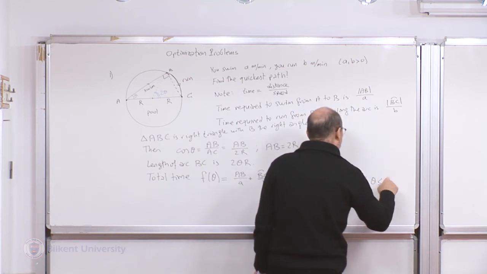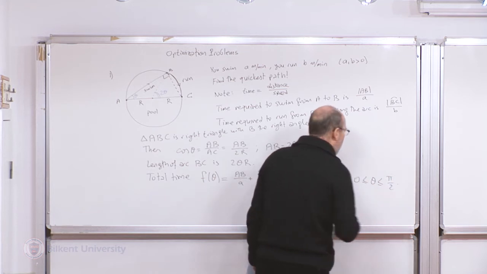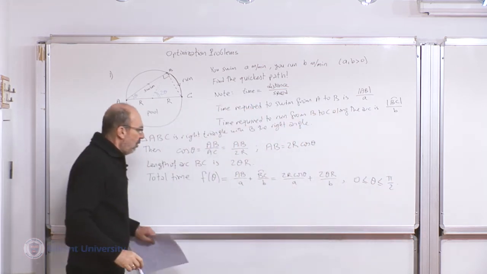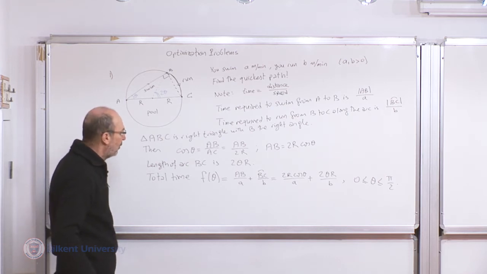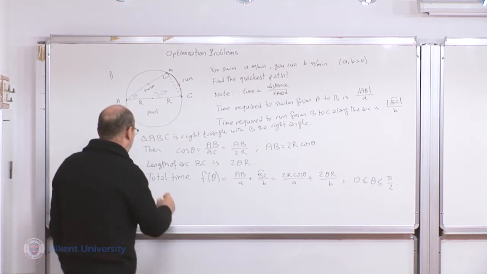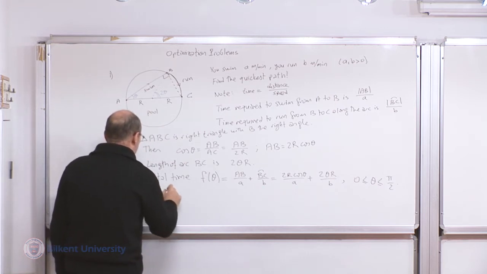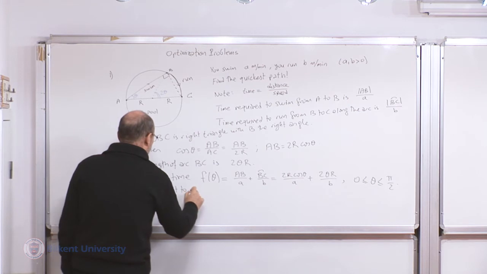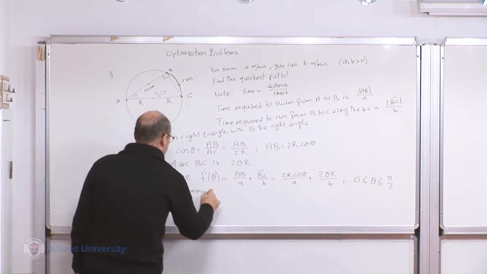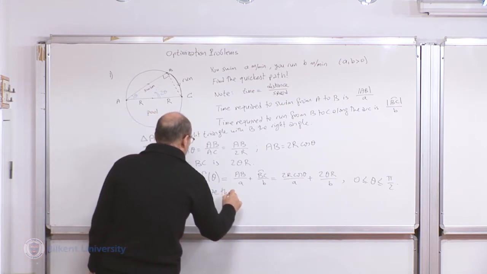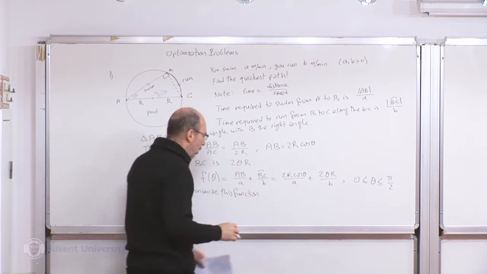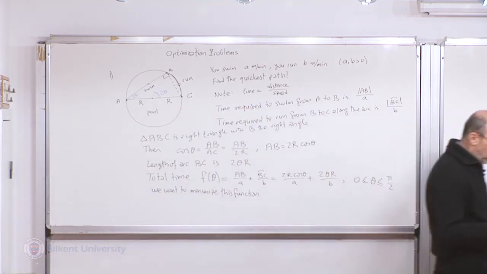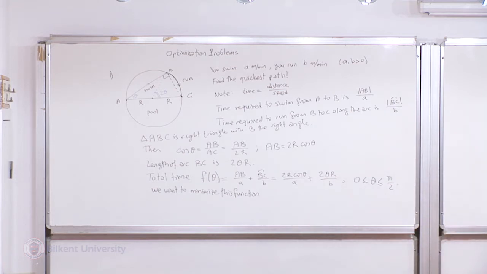Pi over 2. Okay. So this is the function to minimize or maximize. Now we want to find, to minimize this function. So we take the derivative.